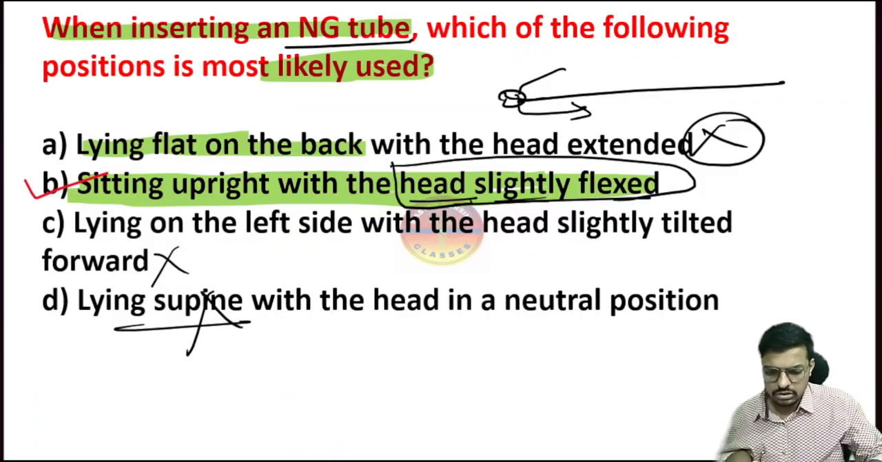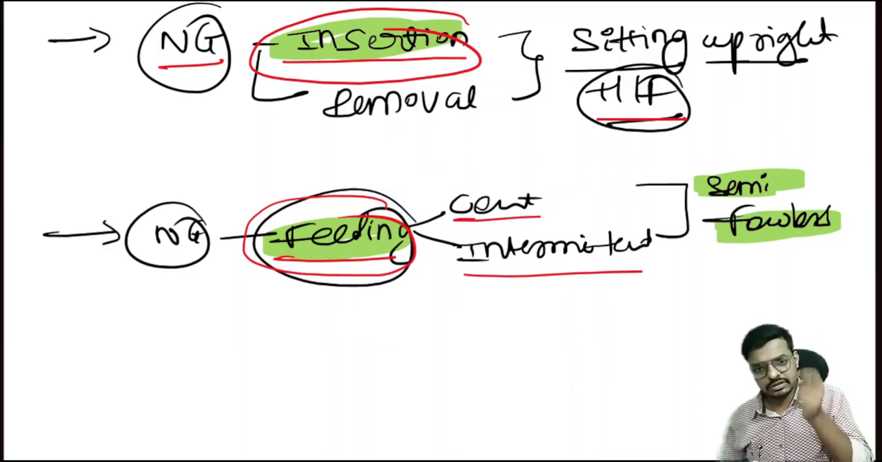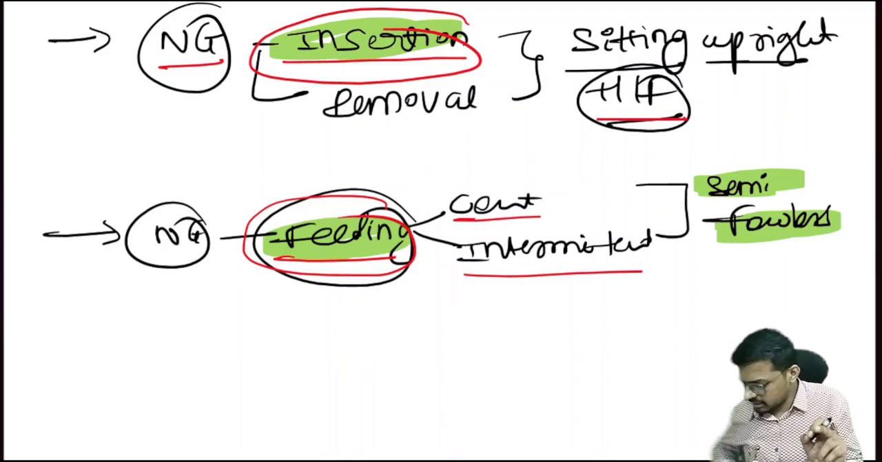Then comes the quick revision of the position for the NG tube. Which position do we give during insertion and removal of the NG tube? The sitting upright position, and especially during insertion, sitting upright with head flexed. Very, very important. Then during NG tube feeding, whether continuous or intermittent, the best position to give is semi-Fowler's, which is always the best answer.